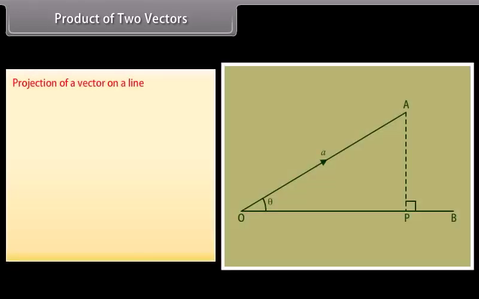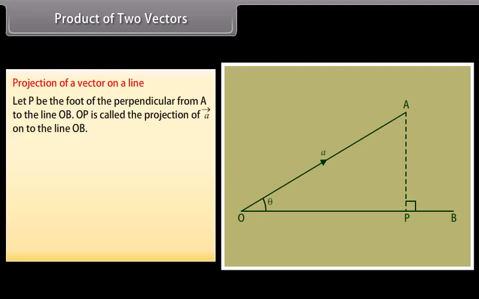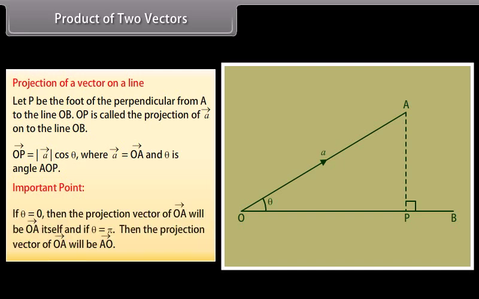Product of two vectors. Projection of a vector on a line. Let P be the foot of the perpendicular from A to the line OB. OP is called the projection of vector A on the line OB. Vector OP is equal to the magnitude of vector A times cos theta, where vector A is equal to vector OA and theta is angle AOP. Important point. If theta is equal to 0, then the projection vector of OA will be vector OA itself, and if theta is equal to pi, then the projection vector of OA will be vector AO.